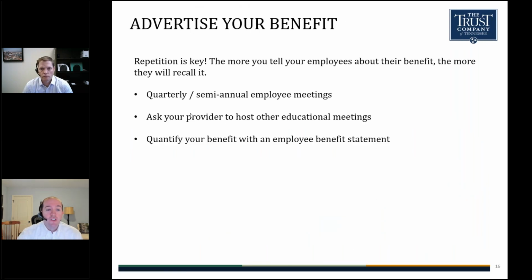I know we have a lot of HR folks on the call, and 401k is probably a major part of your benefit package. You might have medical, dental, vision, retirement. So make sure you advertise exactly how great this benefit is. You can use that last page as an example. The more you communicate this to your employees, the more they're going to hear it, the more they're going to value it. And there are a couple different things you can do to really get that word out there.